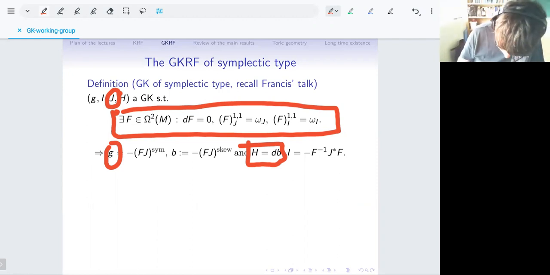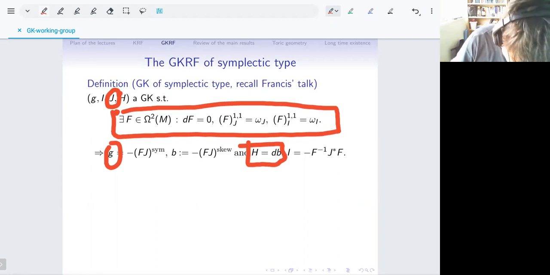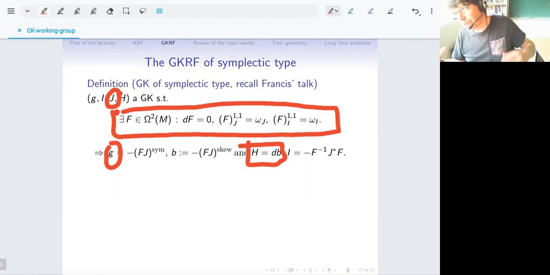So that's equivalent to any other definition you have seen, including the one that you have a generalized Kähler structure on T plus T star, where one of the structures is associated to F. We saw in Francis' talk a point of view where you fix the holomorphic Poisson structure, and so all these things are equivalent.